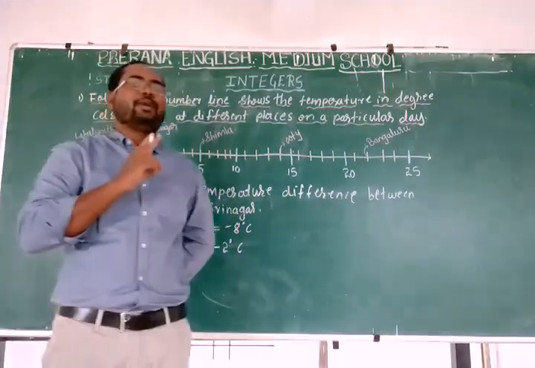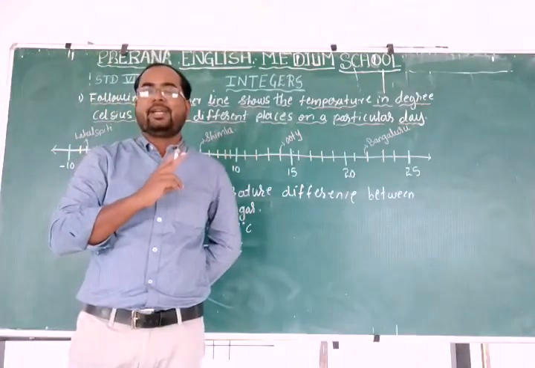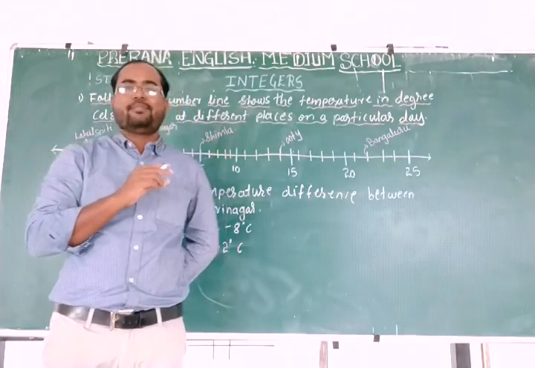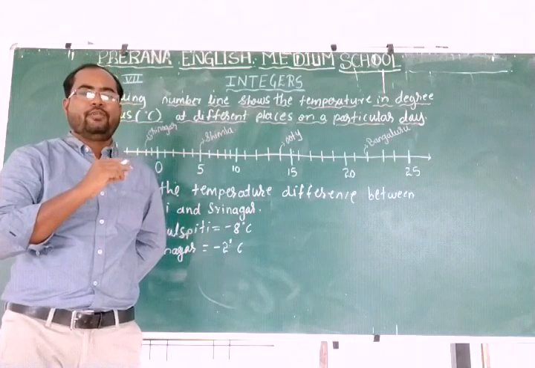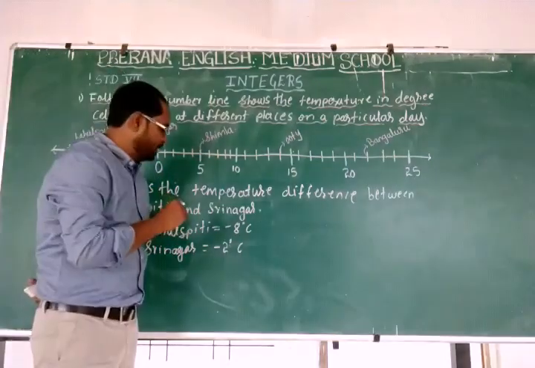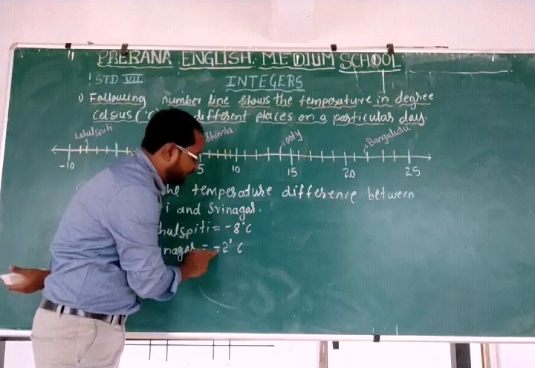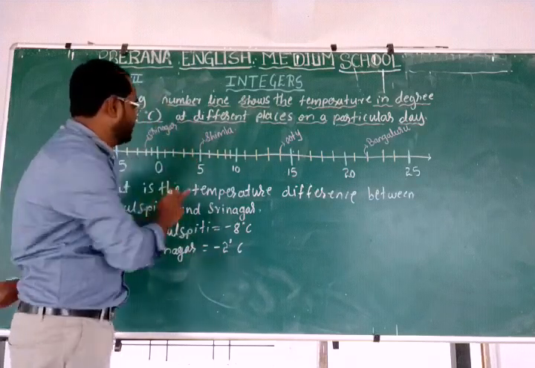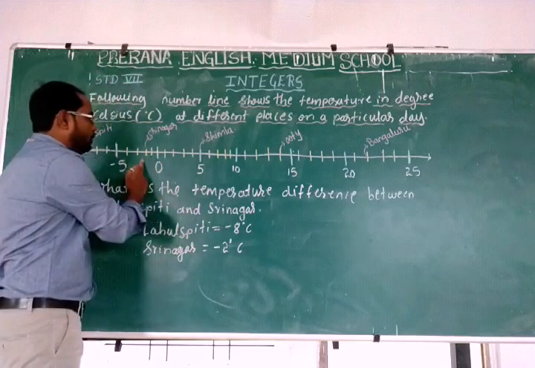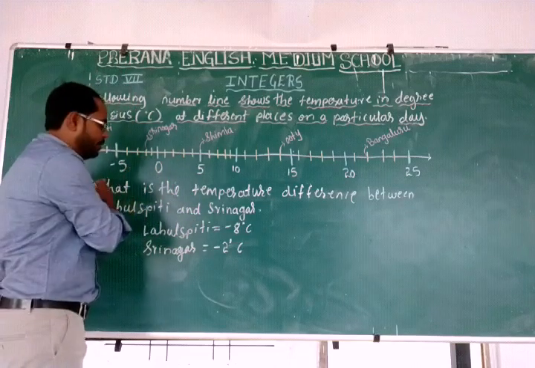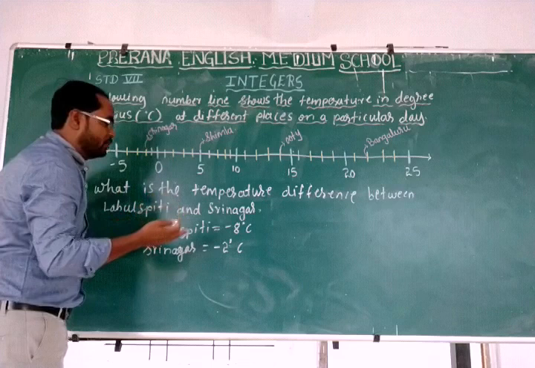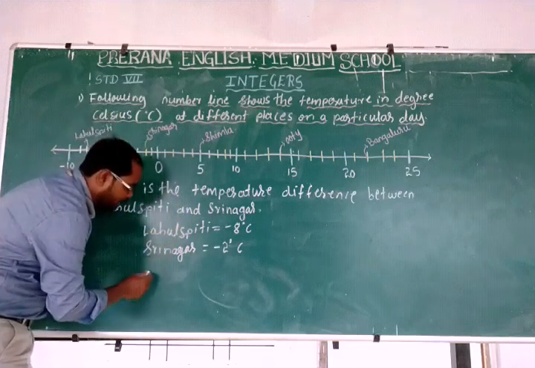See here. Whenever it comes with a minus sign, the number with the lesser value will be the greater one. For example, minus 8 and minus 2. Here minus 2 will be greater. If you see on the number line, minus 2 will be greater compared to minus 8.